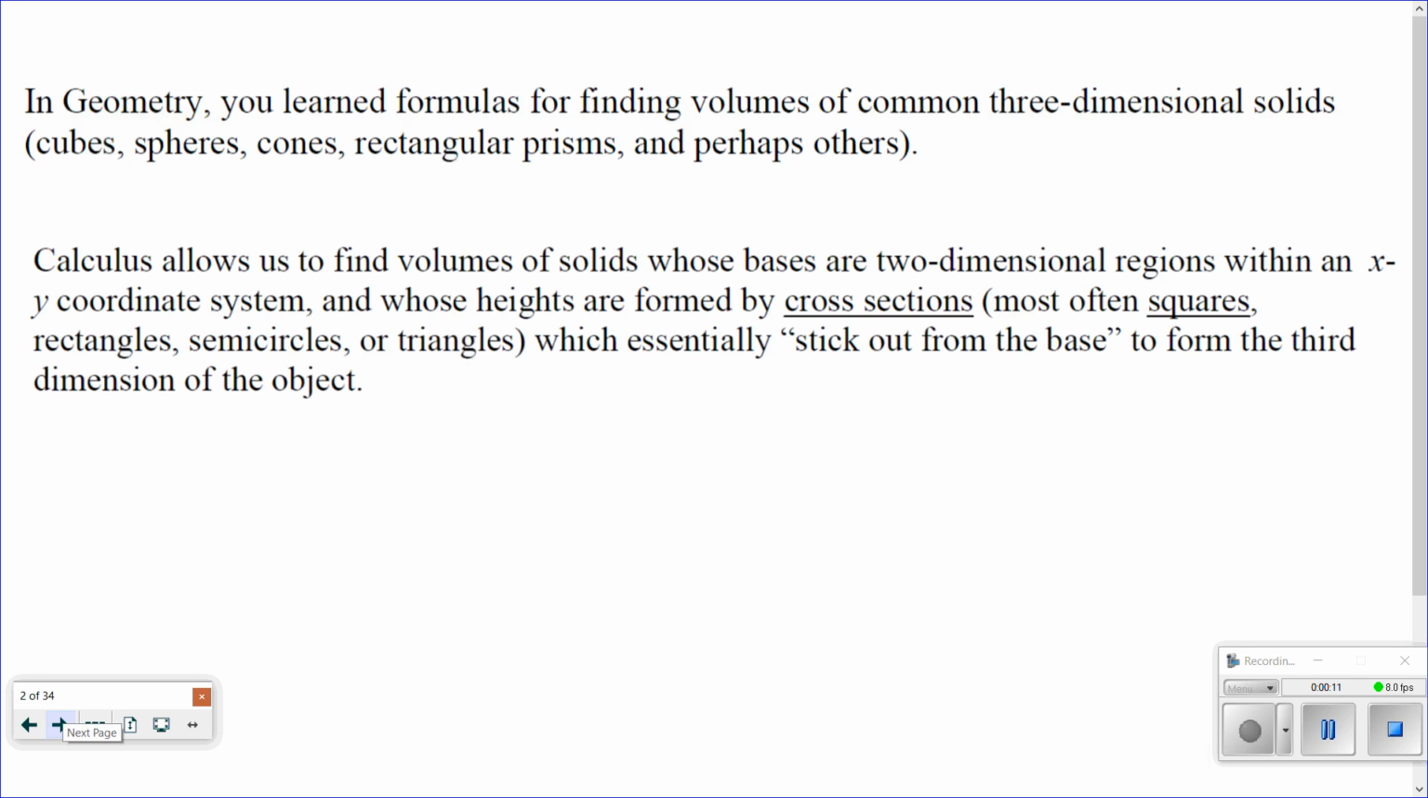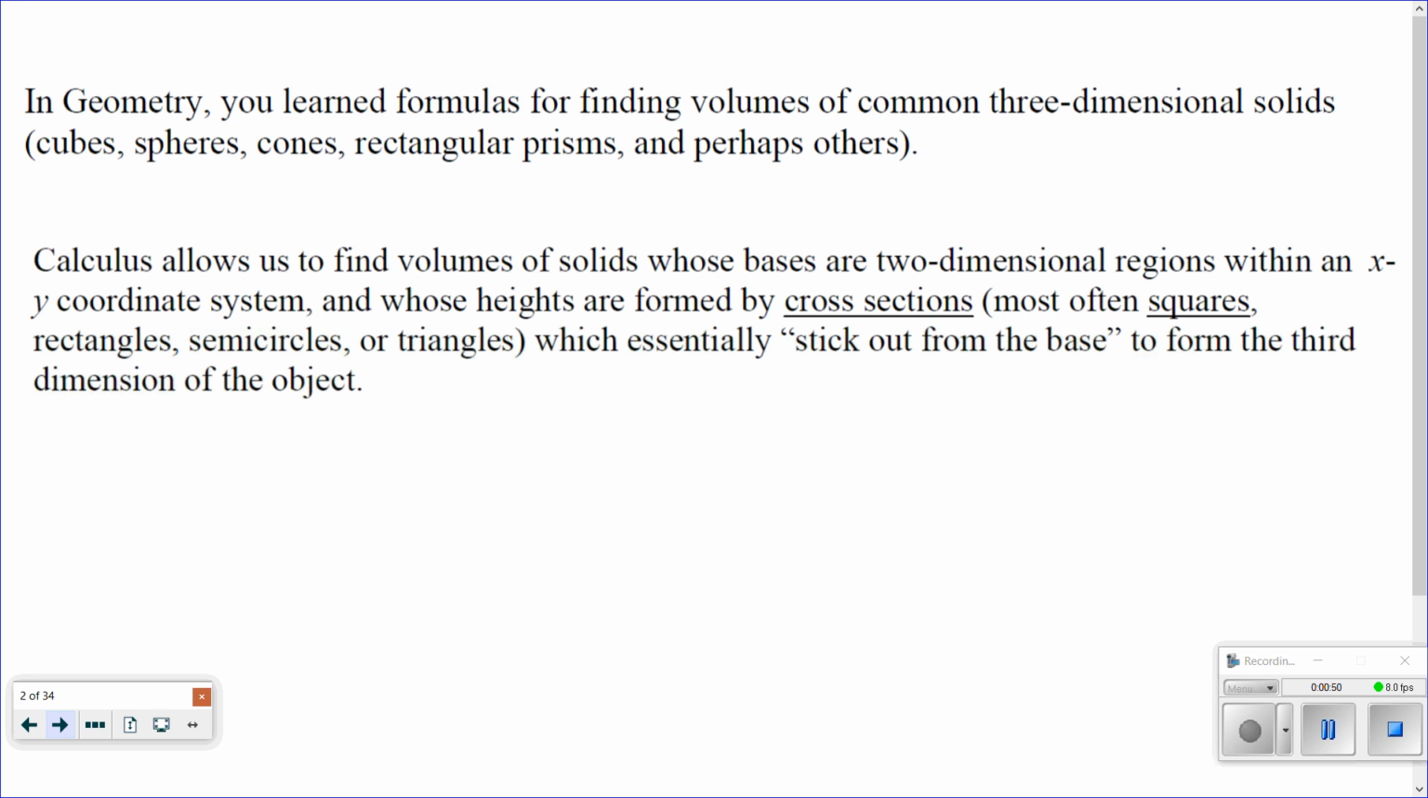So in geometry, we found volumes of all kinds of three-dimensional shapes: cubes, spheres, cones, rectangular prisms, and maybe even others. What calculus allows us to do is find the volumes of solids whose bases are two-dimensional regions on the xy coordinate system, and then their heights are cross sections that come up from the graph. They're kind of sticking out from the base. Those cross sections can be different shapes, so sometimes they might be semicircles or squares or triangles.